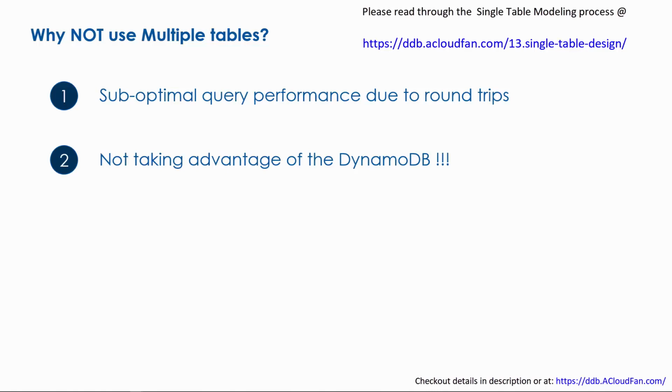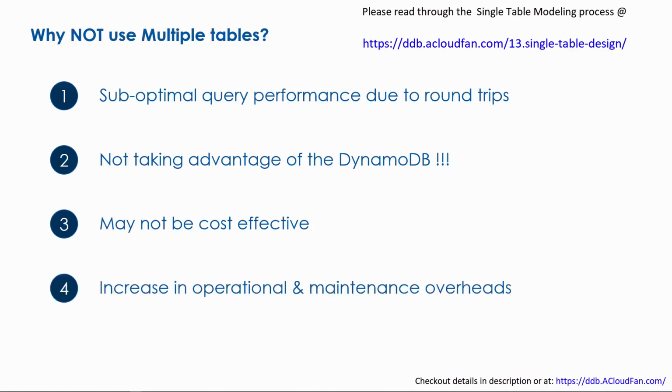Dynamo's capabilities. Another reason is that using multiple tables may not be cost effective, as each table would require capacity to be managed independently. Since the capacity is not shared between the tables, overall the idle capacity will be higher than it would be compared to a single table. Your tables will not get the advantage of mechanisms like adaptive capacity and burst capacity, which translates to lost potential savings. Having multiple tables instead of a single table will lead to an increase in operational and maintenance overheads.